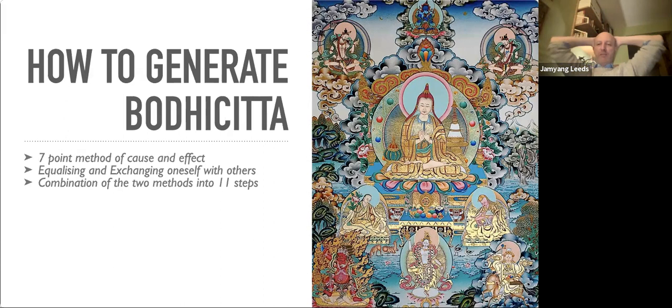Okay, so first of all, we're going to look at the first half of the scope. The first half of the scope is about generating the aspiration. So that's why I called it here, how to generate bodhicitta. Bodhicitta is a Sanskrit word. Bodhi means awakening, like Bodhi tree or Bodhisattva, great awakening being. Chitta is the mind, awakening mind. It's the mind that wants to awaken.